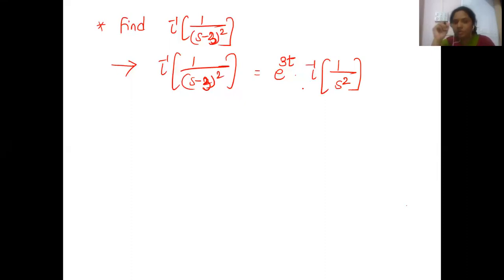Yes. Everyone is getting it? Yes, ma'am. Wherever, just remember my word, wherever there is s, there should be s minus 3. Then you can take it out as e raised to 3t, and once it is out, its role gets over. You will cut it and there will be only s square.